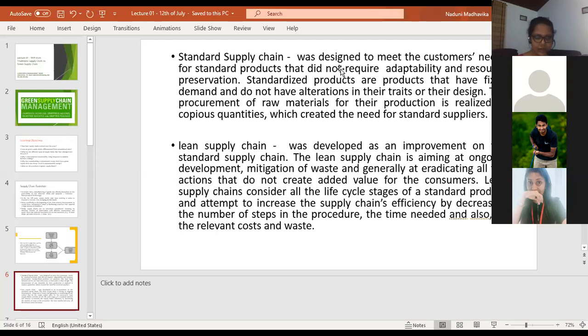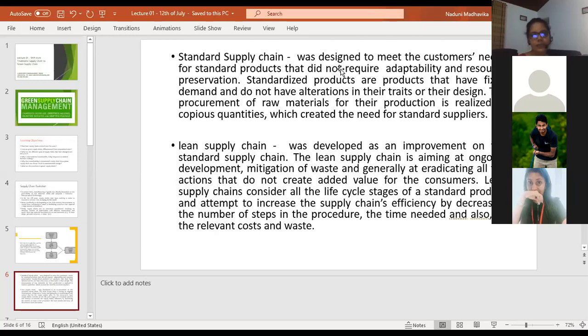Not like now. Now these resources have become extremely scarce, so business organizations are becoming really concerned about the preservation of the resources. But in the past, in the evolution time of the standard supply chain, it was not the case. And when we move on, the lean supply chain was developed as an improvement on the standard supply chain. So based on the standard supply chain, after that the lean supply chain concept came into play.